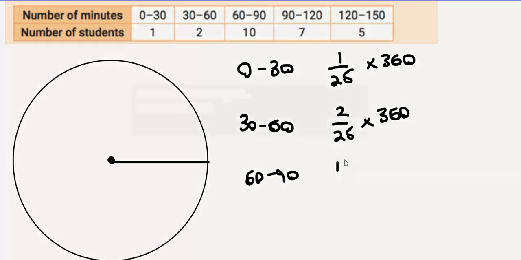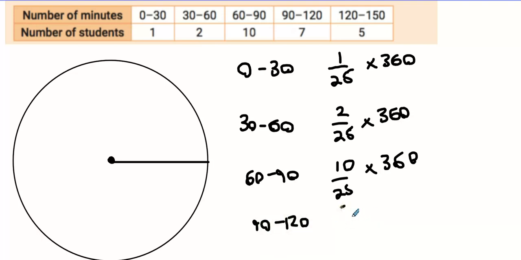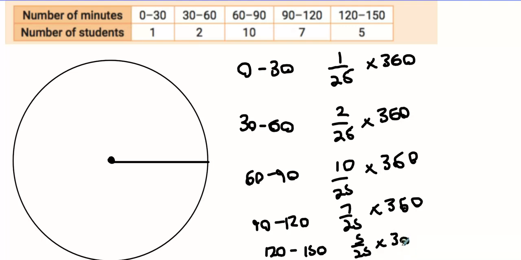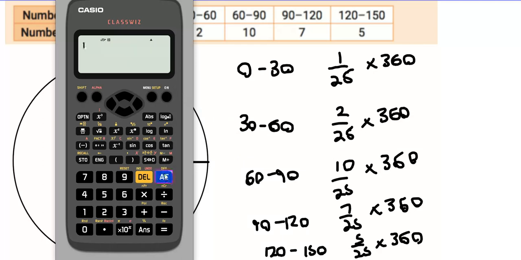Okay. 10 out of 25 multiplied by 360. Okay. 10 out of 25 multiplied by 360. And finally, 120, 150. 5 out of 25 multiplied by 360. Okay, and we'll pause there for a second. You have the calculator part of this question, which you're going to multiply 1 out of 25 by 360. And you're going to keep going after that.